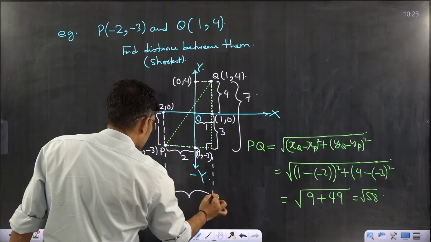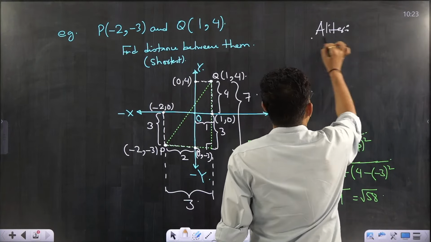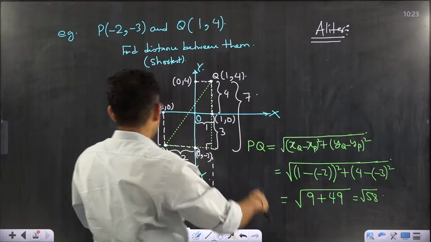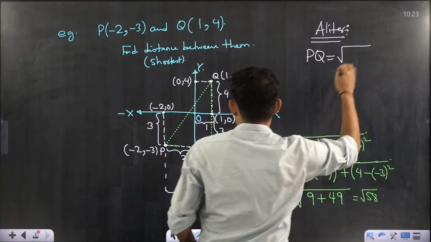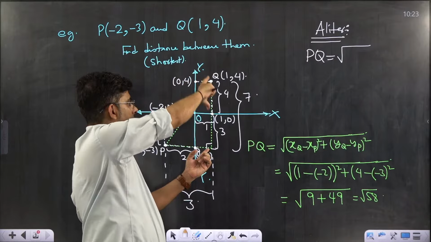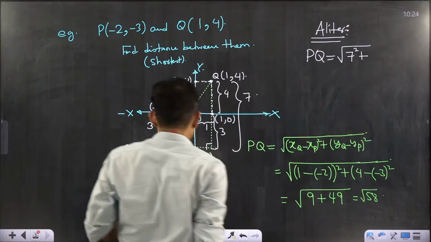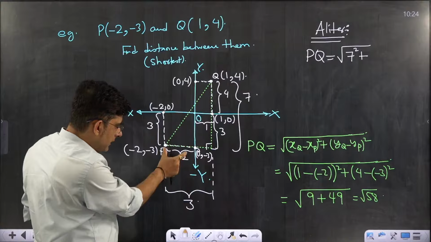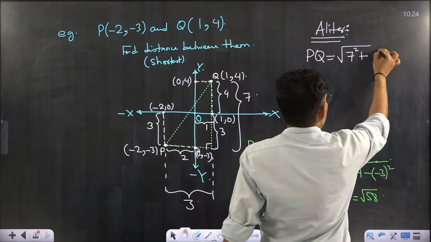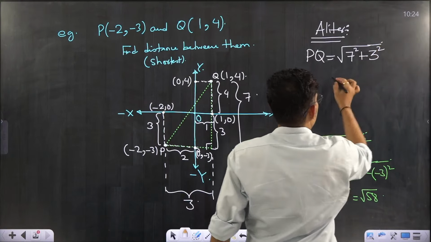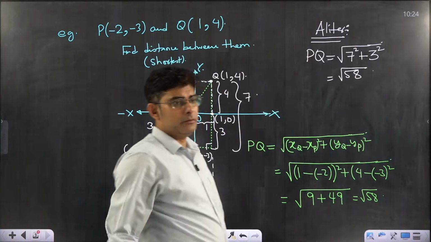So alternately, by Pythagoras theorem, I can write PQ will be under root of perpendicular, which is 4 plus 3, 7. And if you see this one, this distance is 3. This is 2 units, this is 1 unit, total 3 units. So root 49 plus root 9, root 58.